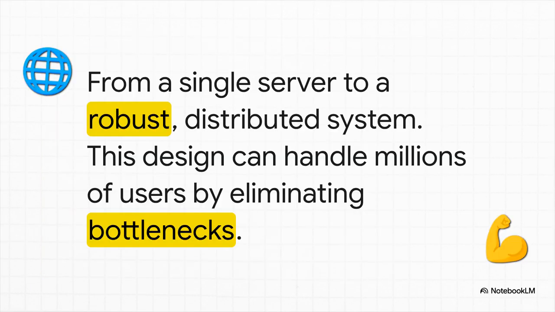So let's put it all together. Look at this. We have totally transformed our system. Remember that single little server and database we started with? Now we have a robust, distributed system. By adding a load balancer, a cache, those database replicas, and a CDN, we've systematically knocked out every single bottleneck that was threatening to crash our service. This is a design that can handle millions of users.